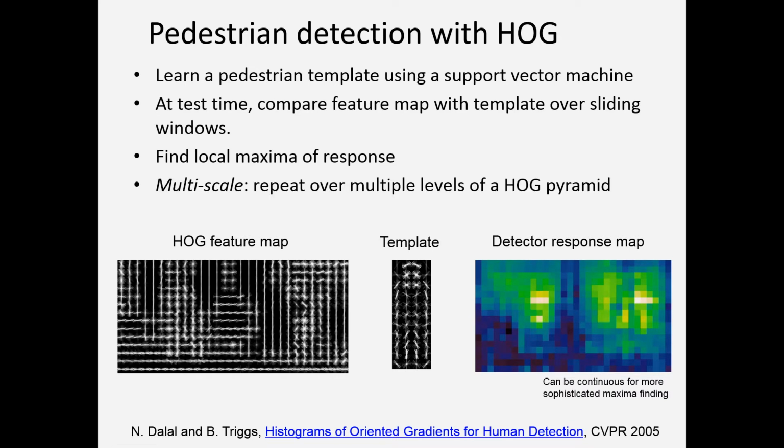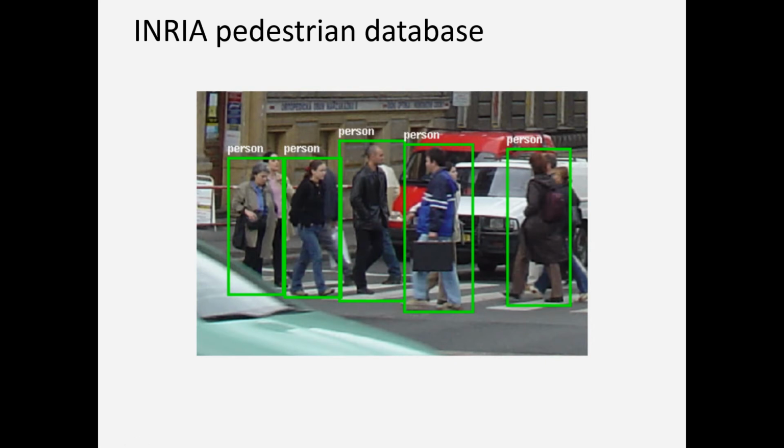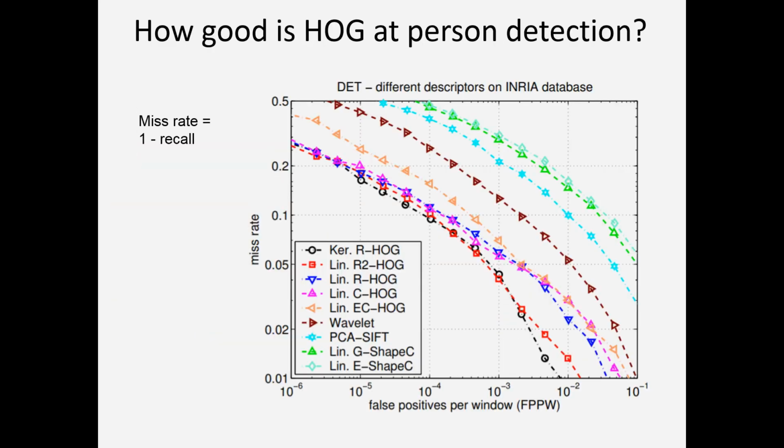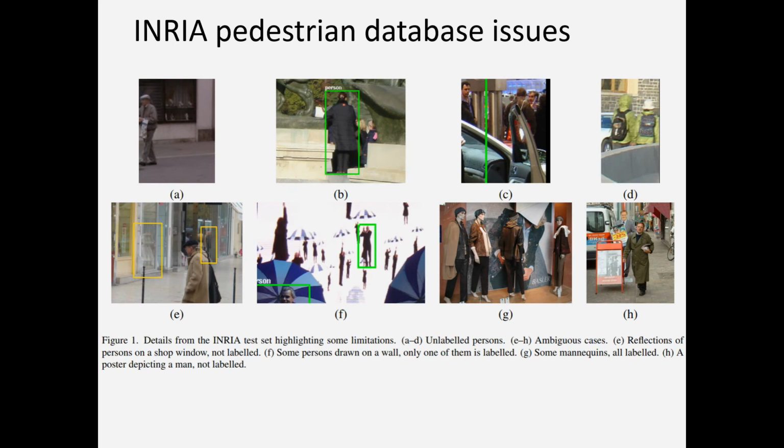Afterward, you can just do non-maximal suppression. And you're supposed to repeat that for multiple levels. You can just create a HOG pyramid to do that. And these are from a French group, I believe. They use the INRIA dataset. It was a little bit dated.